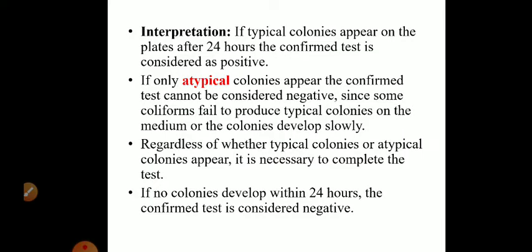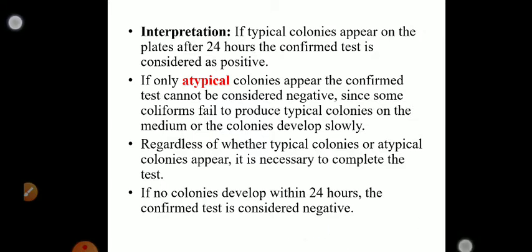So what is the interpretation? If typical colonies appear on the plate after 24 hours, the confirmed test is positive, and coliforms are present. But if only atypical colonies are produced, the confirmed test cannot be considered negative, since some coliforms fail to produce typical colonies. And hence, regardless of whether you get typical or atypical colonies, it is necessary to complete the test. How do we complete the test? By performing gram staining and motility.